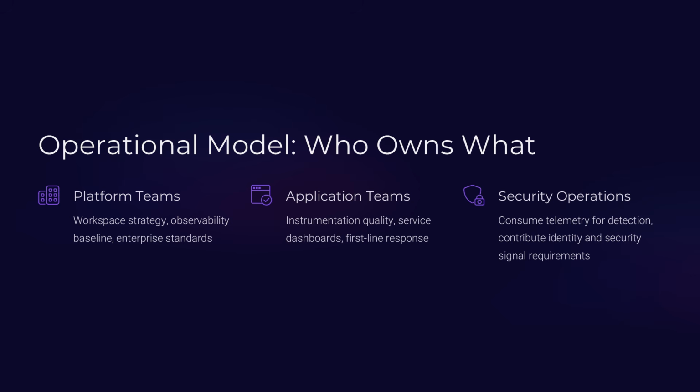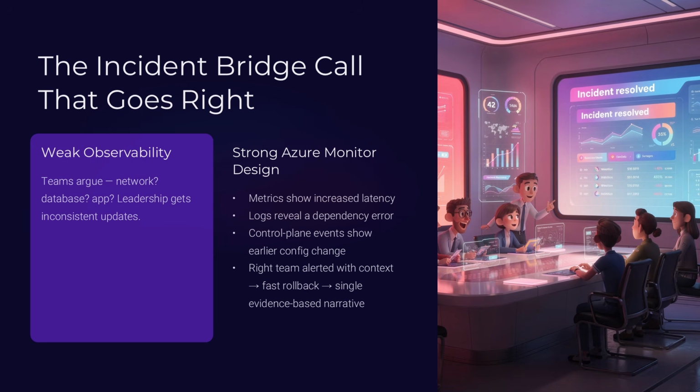Leaders care because accountability reduces downtime and blame cycles. Architects care because clear ownership keeps the platform consistent while allowing service-specific observability to mature. With ownership clear, you now bring this to life with a scenario that leaders recognize instantly. Imagine a customer portal starts timing out during peak hours.